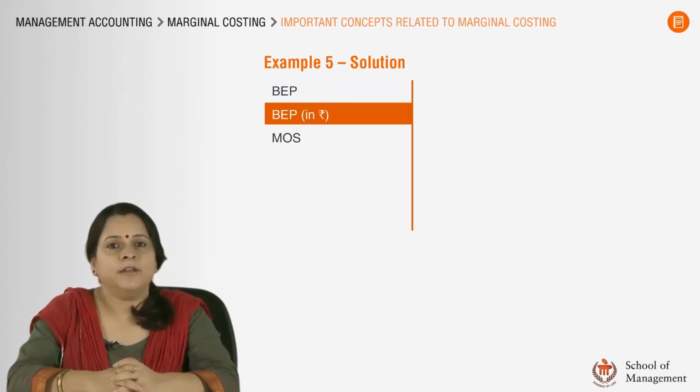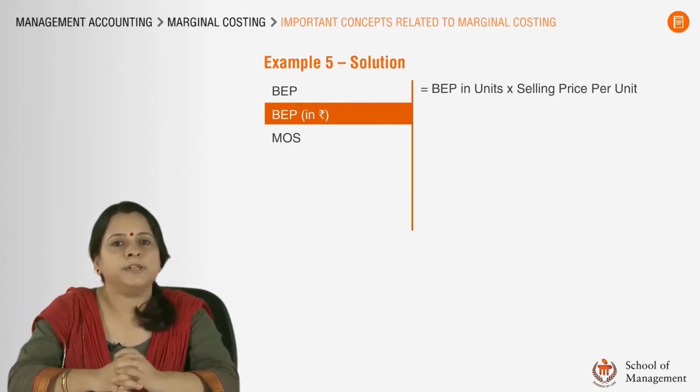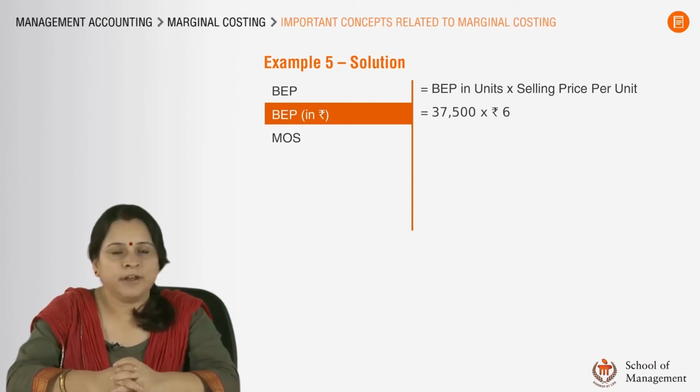Let us now try to convert this into rupees. How do we do that? We just have to multiply the break-even point in terms of units into selling price. So, that is 37,500 units multiplied by 6 rupees per unit. So, break-even sales is 2,25,000 rupees.